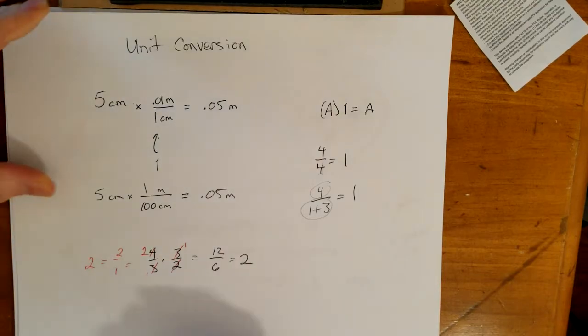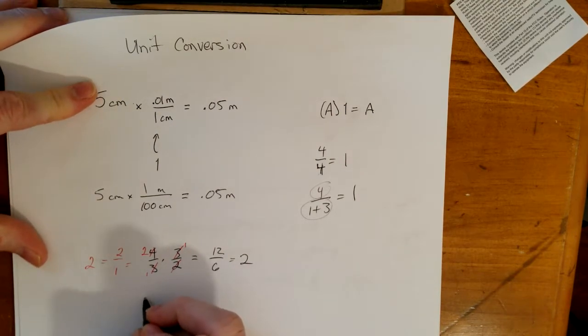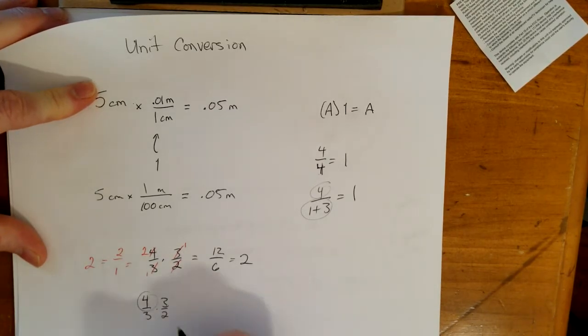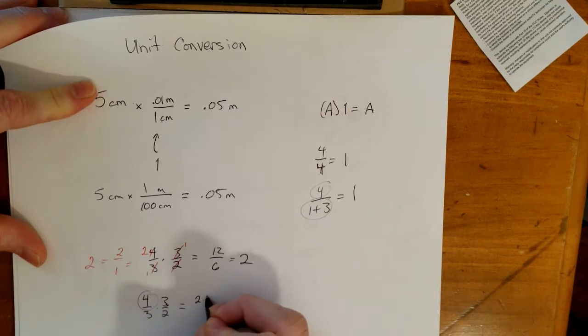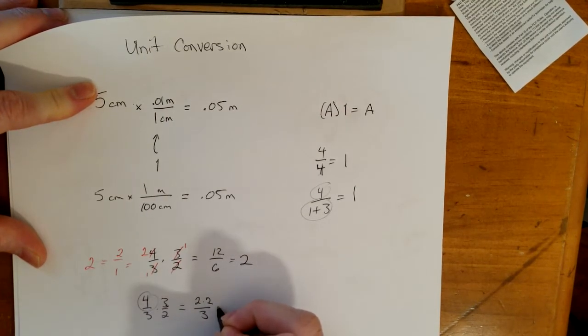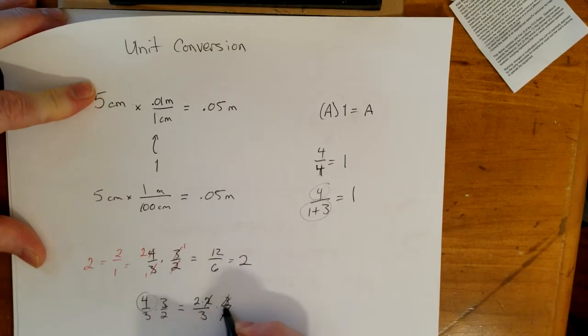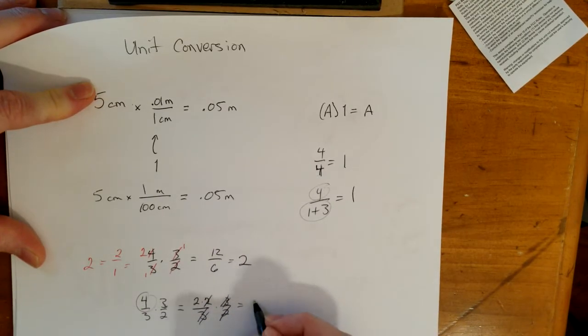Writing this out a little more explicitly, if I have 4 over 3 times 3 over 2, recognize that 4, if I break it down to the base factors, I'm forgetting the wording right now, is 2 times 2 over 3 times 3 over 2. That 2 cancels out with that 2, that 3 cancels out with that 3, and what I'm left with is 2 over 1, which is 2. Remember, when you cancel factors out, a 1 is left behind.